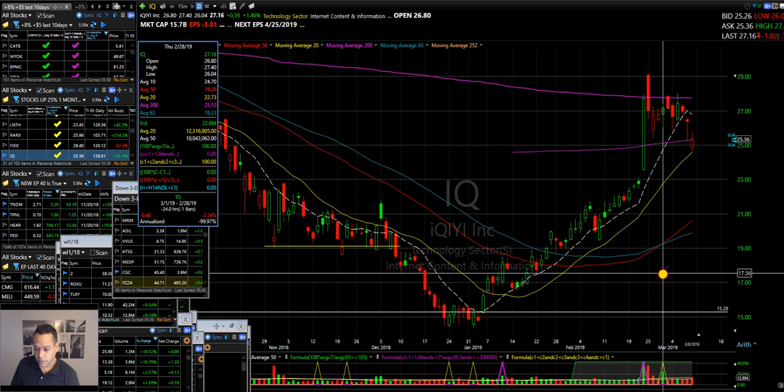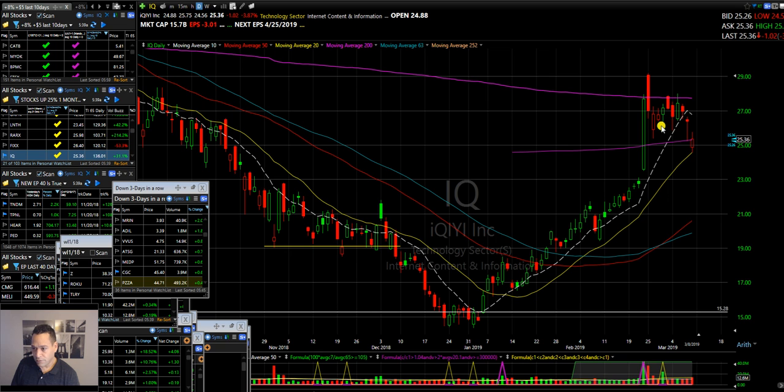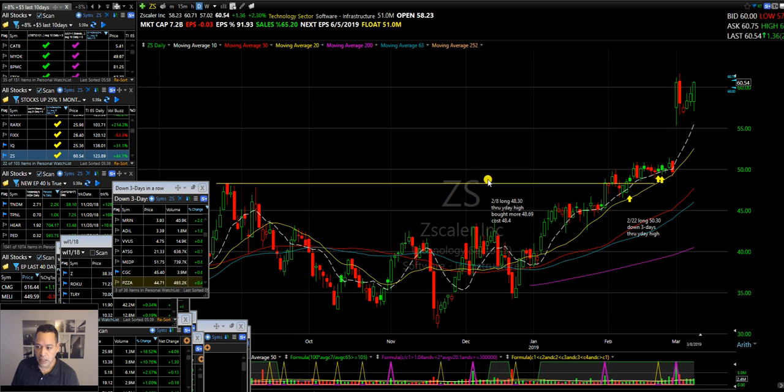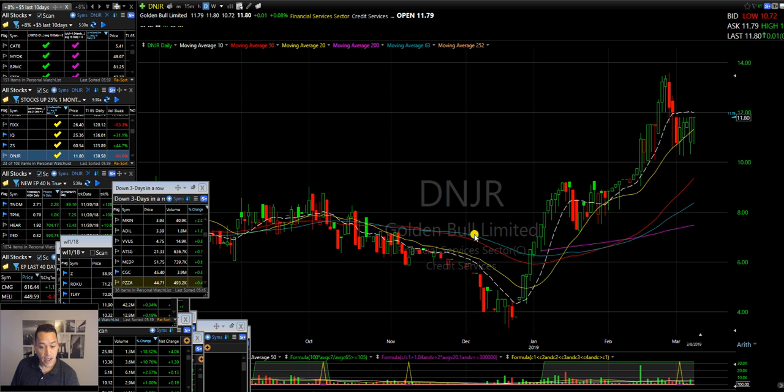IQ, again, this is more sideways, down 3 days in a row, so you want something that's going to pull back like this. Okay, even though it didn't work out here, you want an actual pullback where the stock actually went down percentage wise and point wise. This one showed up right over here. Okay, this is okay. Right over here, this one's okay.